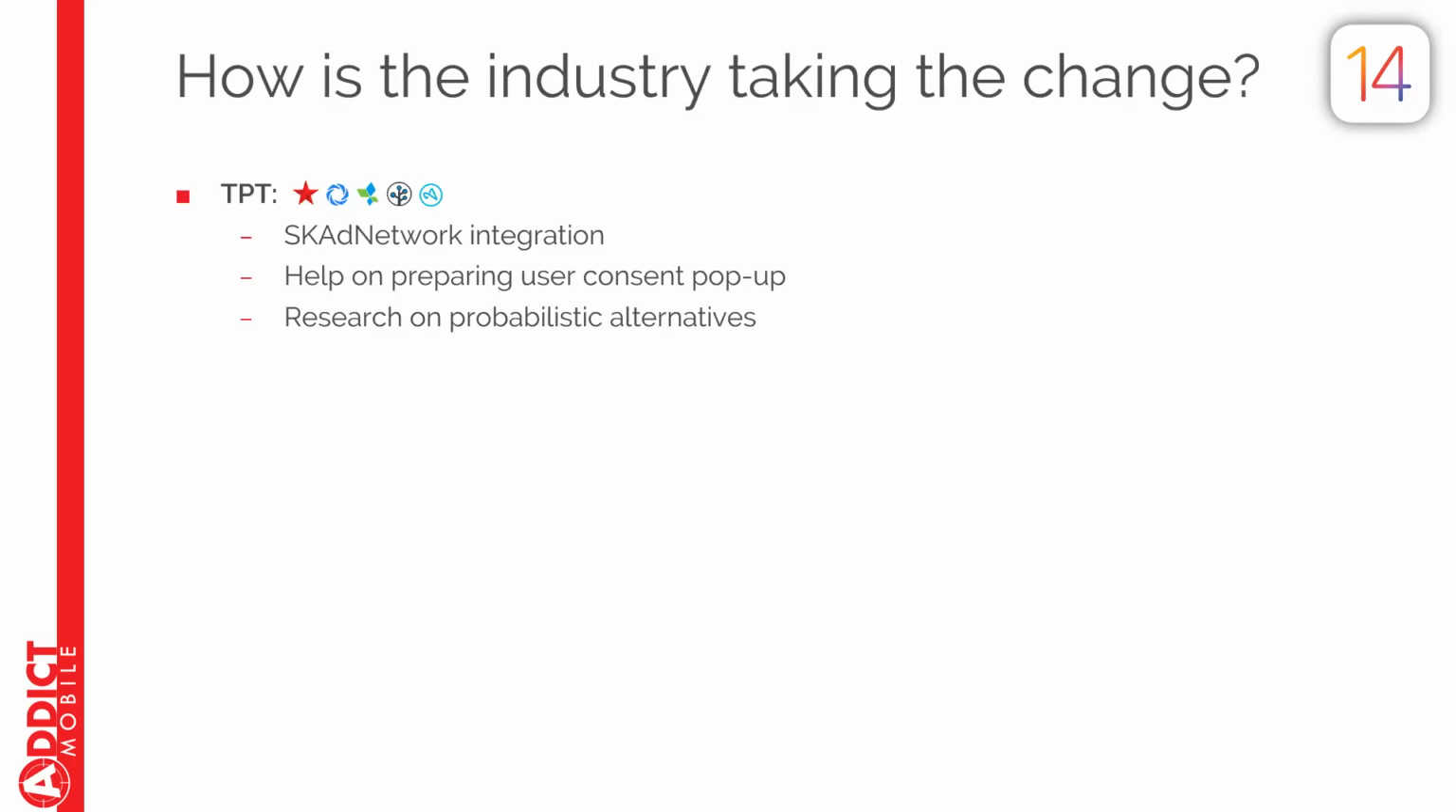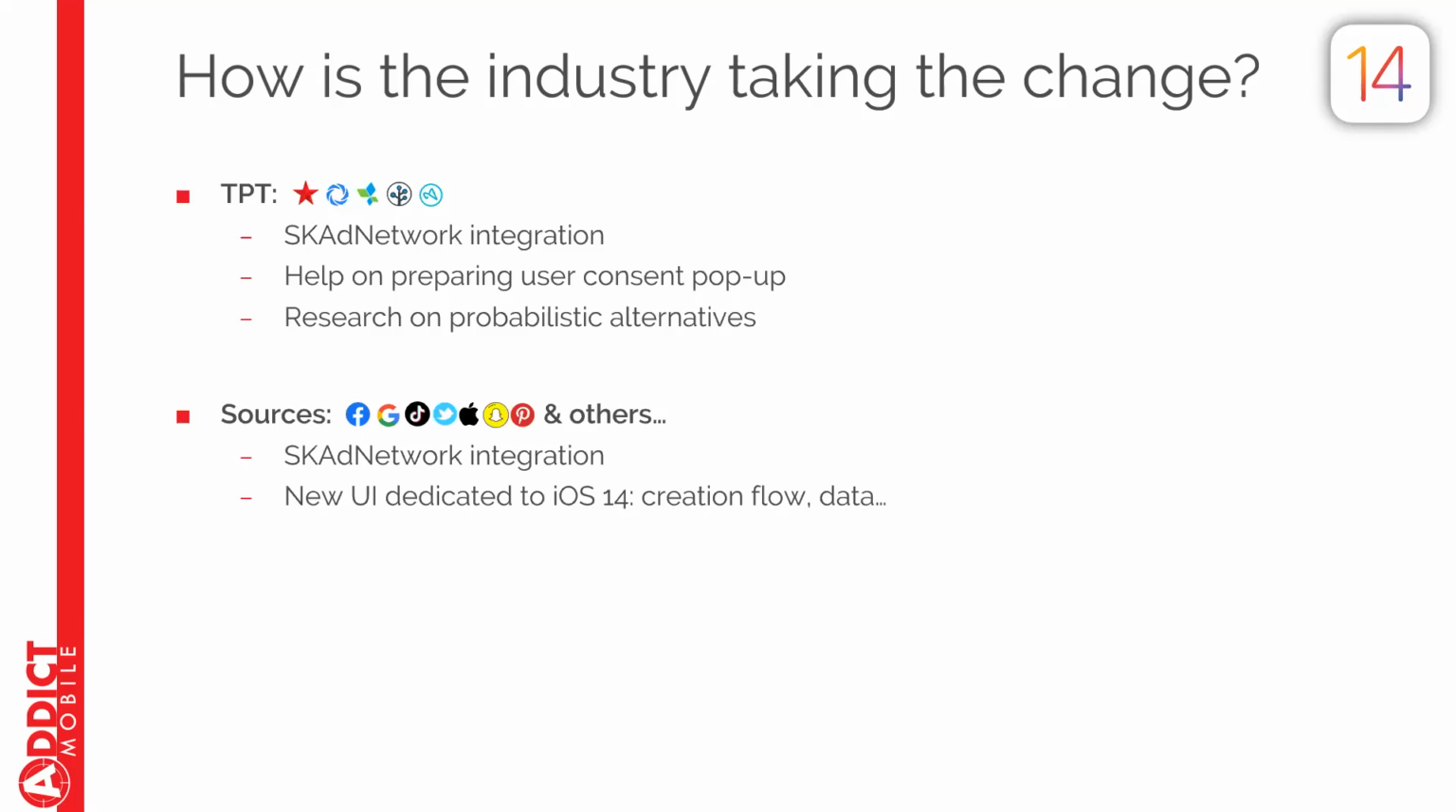I was mentioning that fingerprinting, as it is at the moment, is not accepted by Apple, but they are thinking of workarounds to do probabilistic attribution. Then we have the sources. I mentioned some here. Any sources are integrating with SKAdNetwork because it's what we're going to have when the ATT framework rolls out. So every source wants to be integrated and use SKAdNetwork to its full capacity.